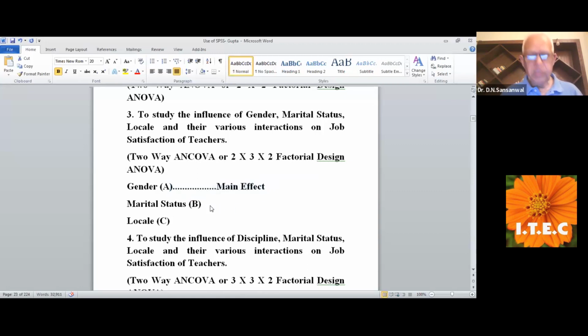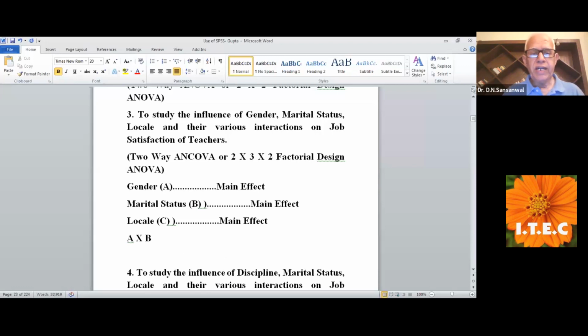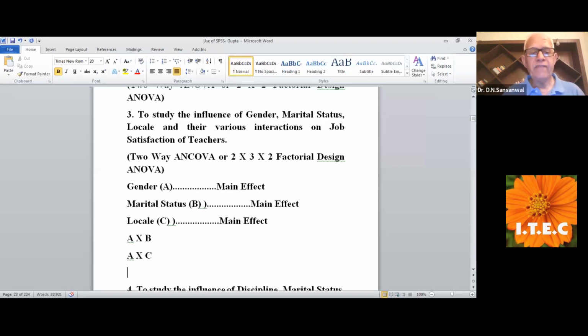So there will be three main effects. And then you will have interaction between the gender and marital status, between gender and locale, and then you will have the marital status and locale. This is called first order interaction.